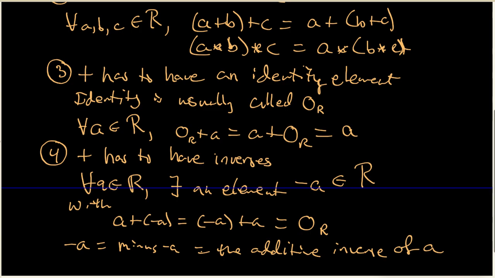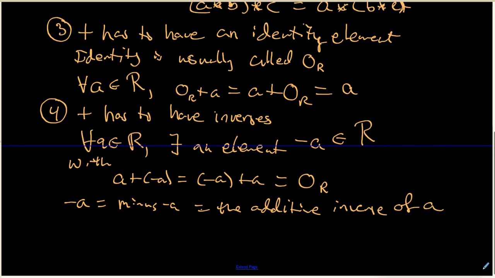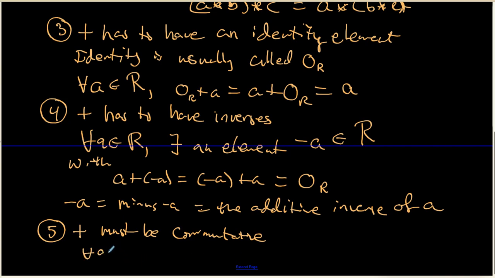We don't really want to be thinking of it as -1 times A because our ring may not have a -1 element in it. And so it's important to realize that minus A is just a formal symbol for the additive inverse of the element A. The fifth property that we are going to demand is that plus must be commutative. And what that says is that for every pair of elements A and B inside the set R, A plus B has to be the same thing as B plus A.